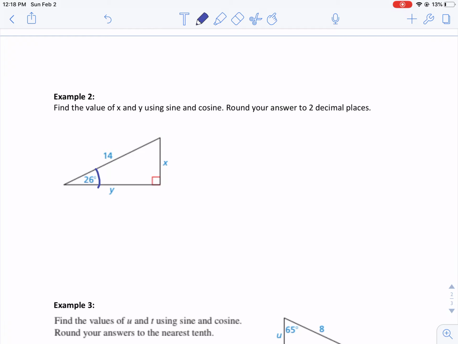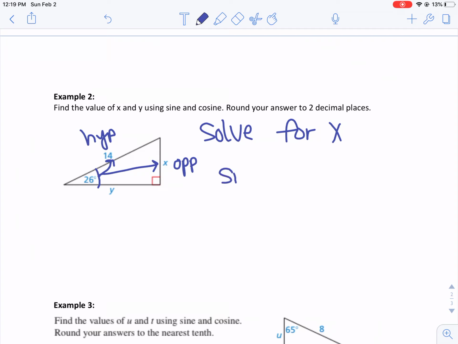So from this angle, if I want to solve for x, I have x is the opposite of my angle. I don't want to go over the adjacent because the adjacent one is y. So I'm just going to have x over y, which wouldn't help me solve for anything. So I want to go over 14, which is my hypotenuse. So if I'm coming from 26 and I'm going opposite over hypotenuse, that is going to be your sine. So I'm going to take the sine of 26 equals opposite over hypotenuse.